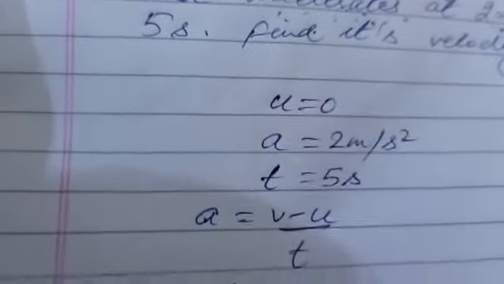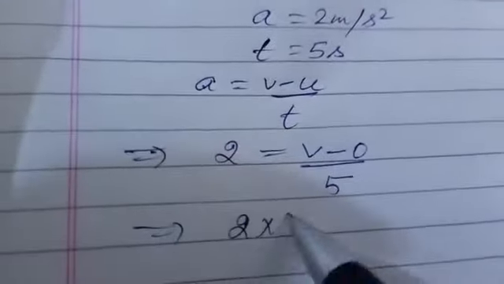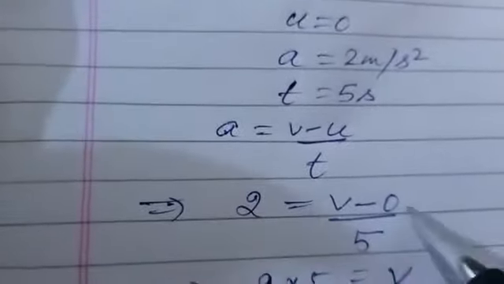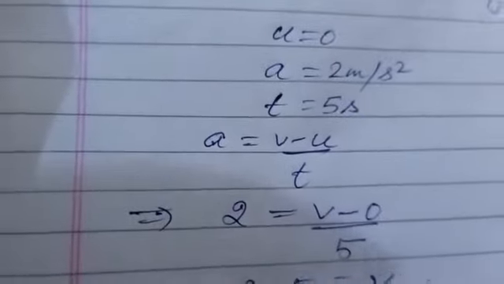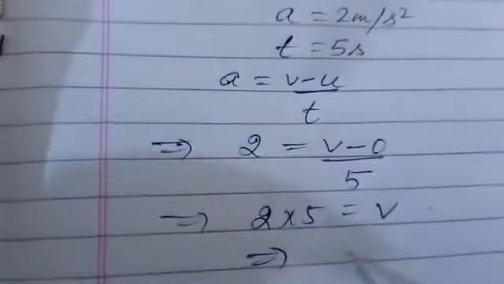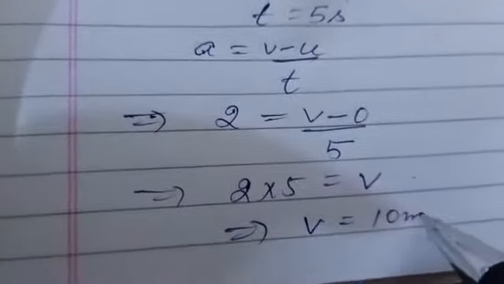So what we'll get, 2 into 5 equals to v, because v minus 0 is v. So what we'll get, v equals to 10 meter per second. Clear? Okay.